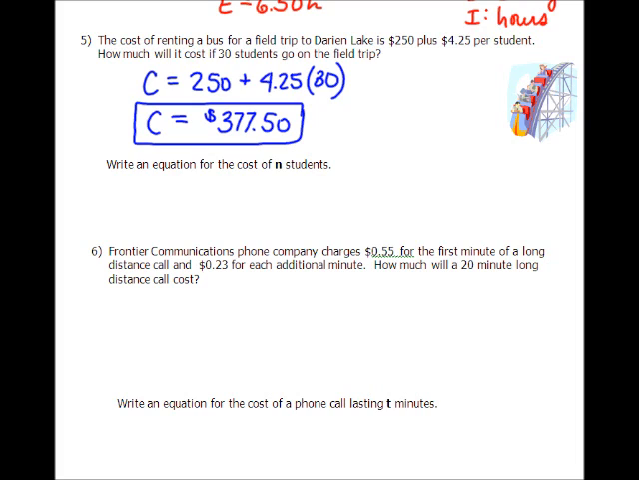All right, so the cost is $377.50. You can go ahead and write an equation for n students: C equals 250 plus 4.25n. Your dependent is going to be your cost, and your independent is going to be your number of students. That's an n, sorry about that. Make that a little n for students. And your fixed is the 250, and your variable is the 4.25. Good? Why don't you try the next problem on your own, and you can come back and check with me.